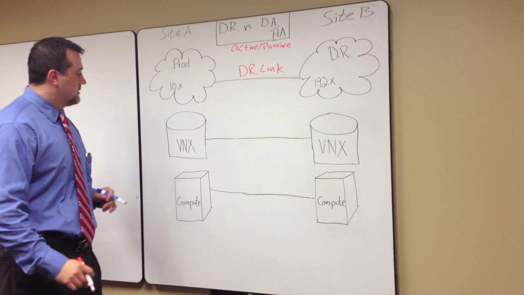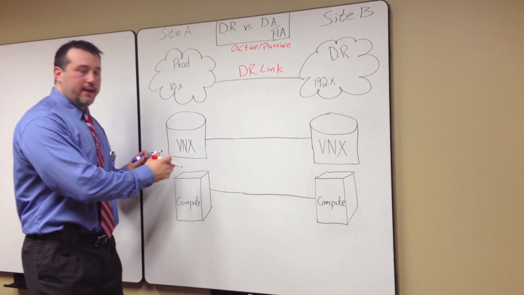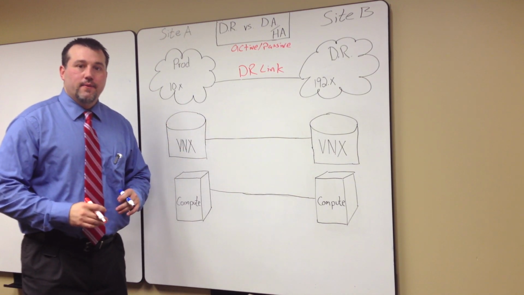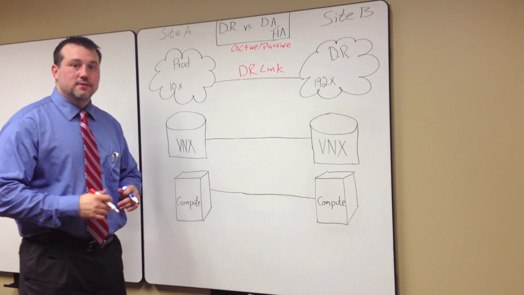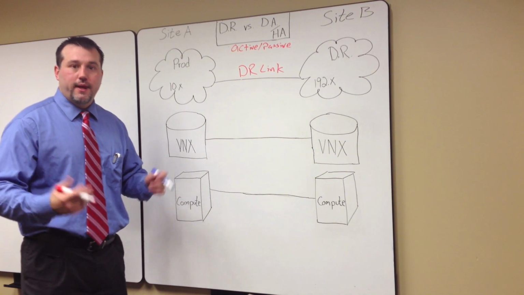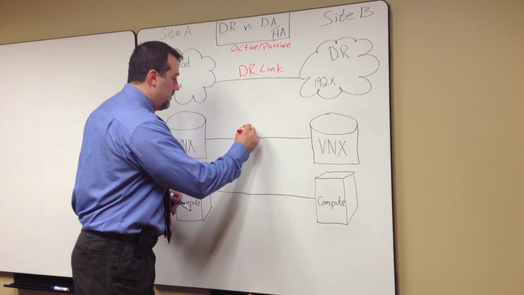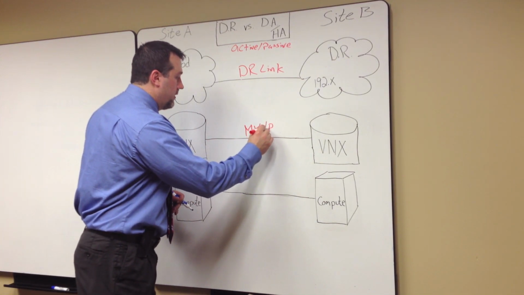Next, we got to talk about the storage layer. We got to find a way to get data from this array to your second array. And typically you're going to use some form of array-based replication. Example like MirrorView. Or better yet, RecoverPoint.